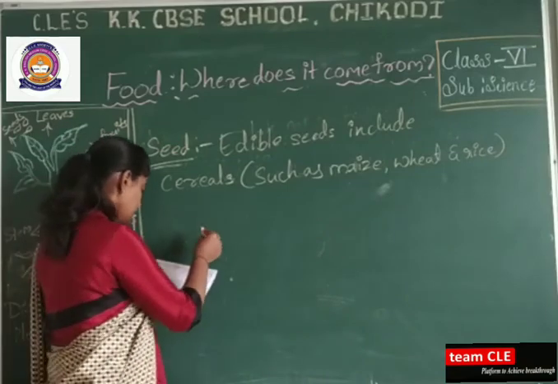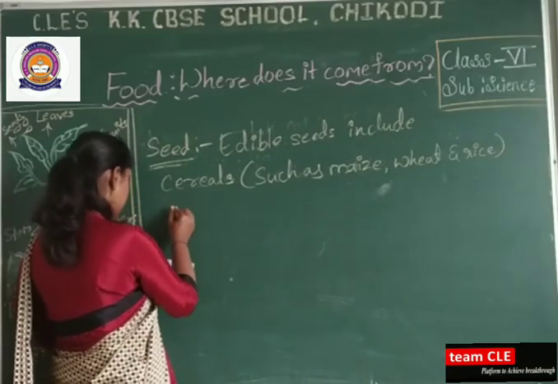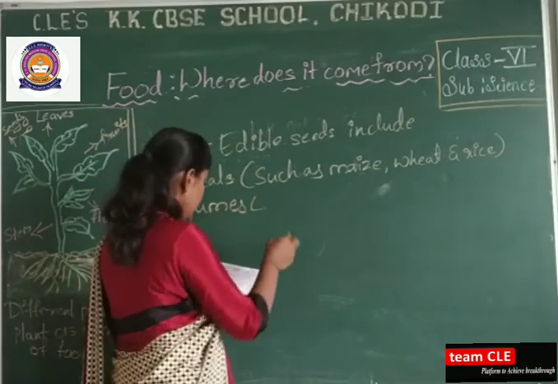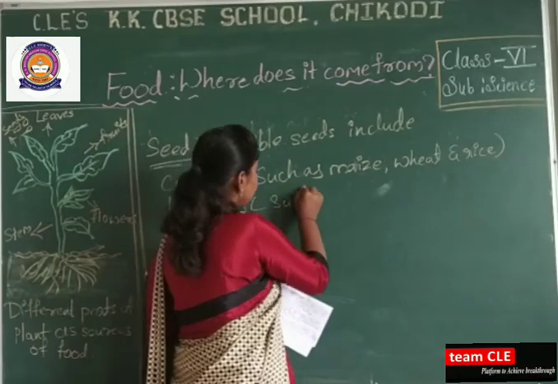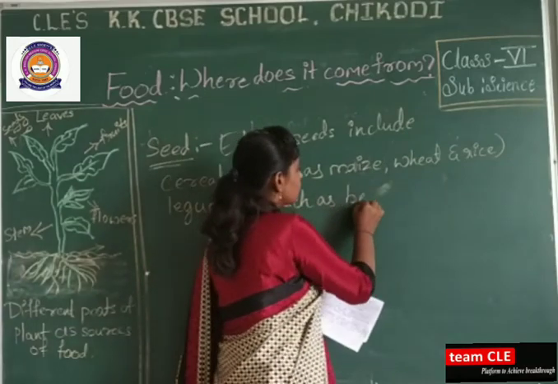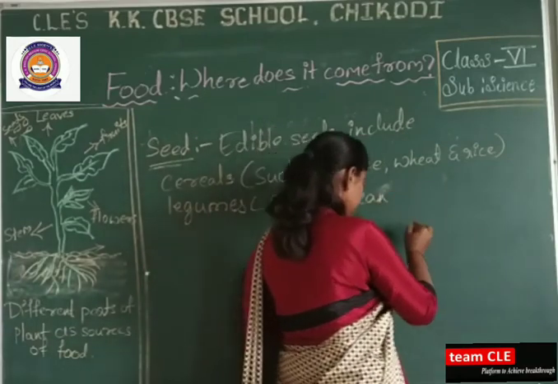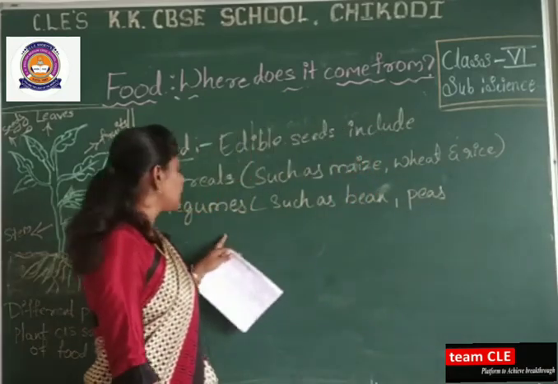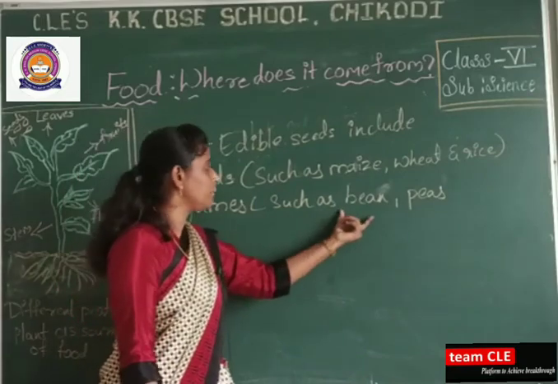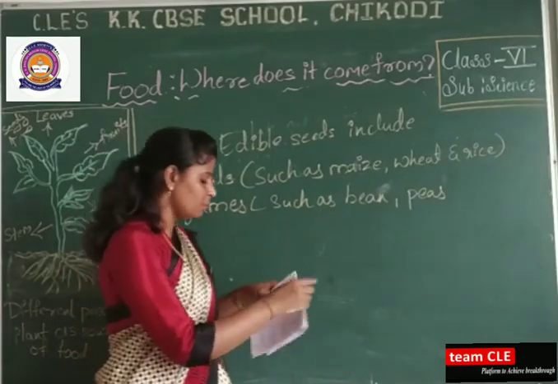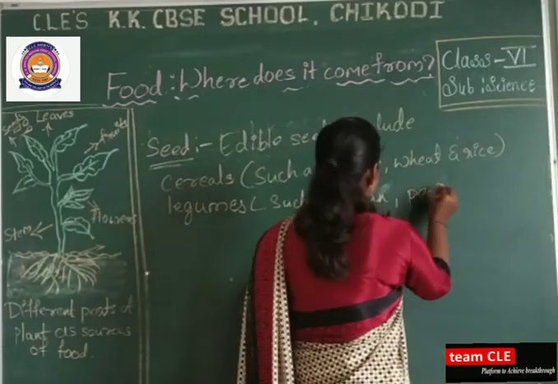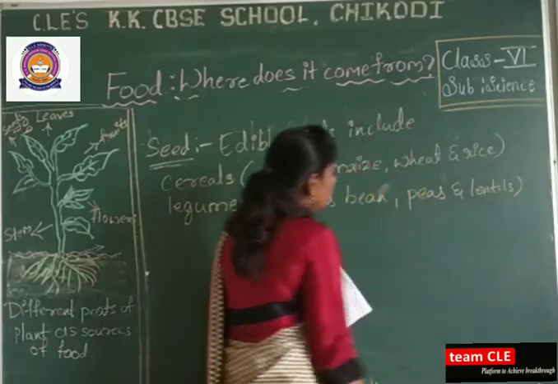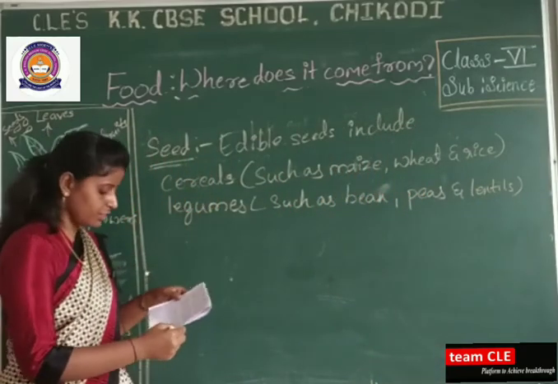Next one is the pulses. Next we will see legumes. Then legumes include what here? Legumes such as beans. Yes, we have heard the word beans and even you have eaten. Beans, peas also. Yes, green color peas you have observed. It will come under legumes here. Even the bean will come under a legume here. And lentils. These are the examples for legumes here.